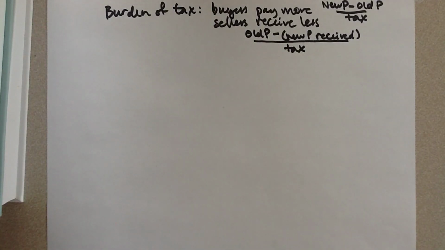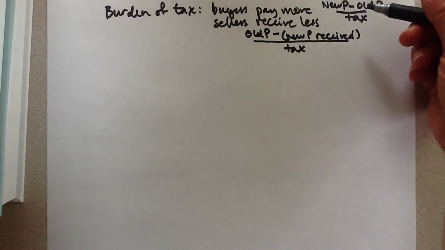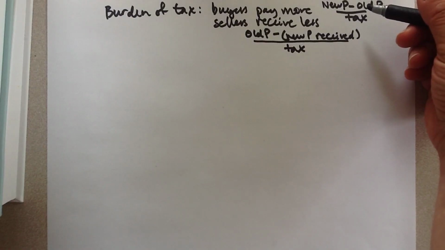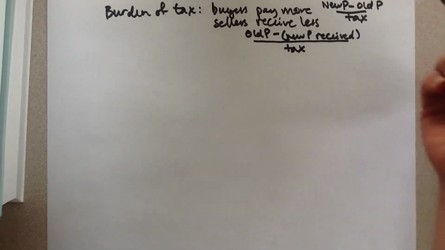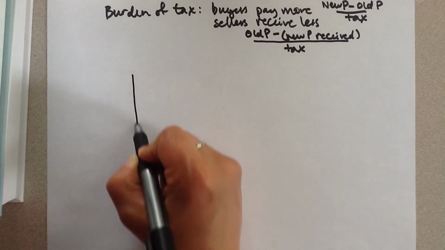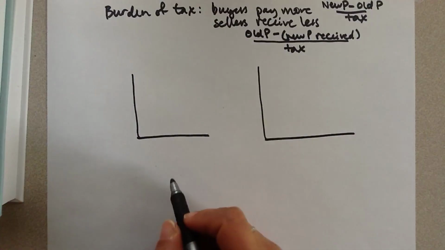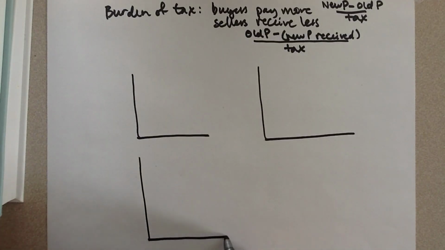So how does this vary across different taxes? Is there any way we could know what the burden might be? Is it going to be 50-50? Is it going to be a big burden on the buyers or a small burden on the buyers and a big burden on the sellers? Well, what it depends on, it turns out, is something that we know already, and that's elasticity. So I'm going to draw some examples here.